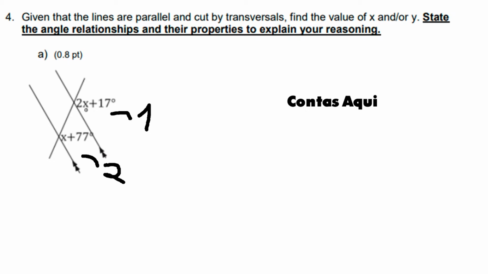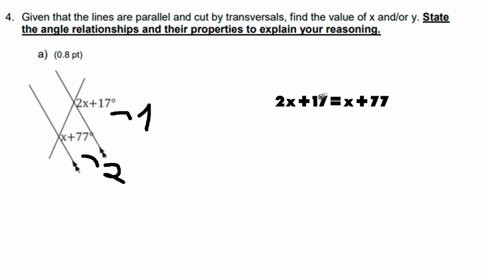These two are corresponding, so they are congruent, they're the same. And when two angles are the same, in the equation they will also be the same, right? So angle 1 is equal to angle 2, which is x plus 77.